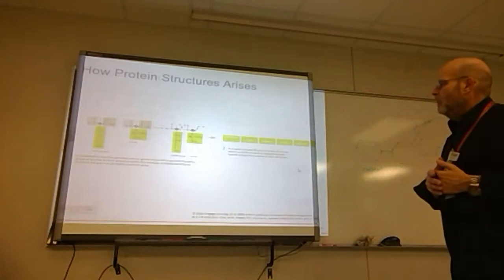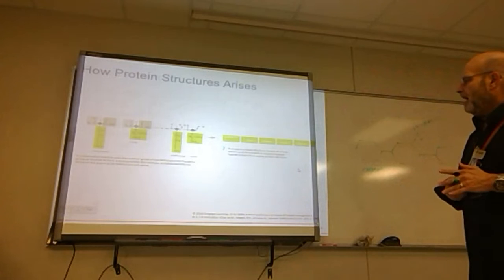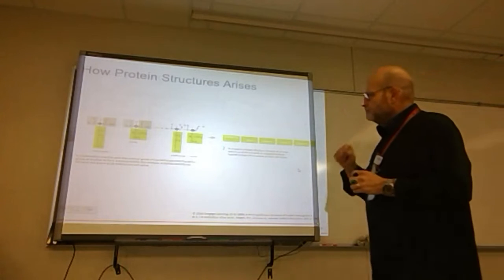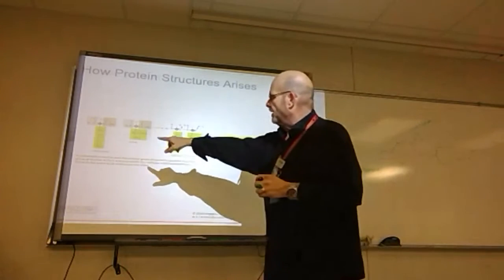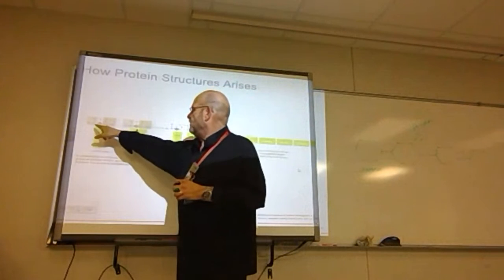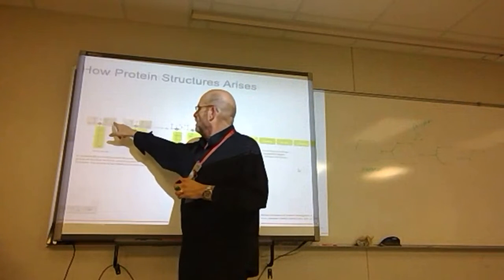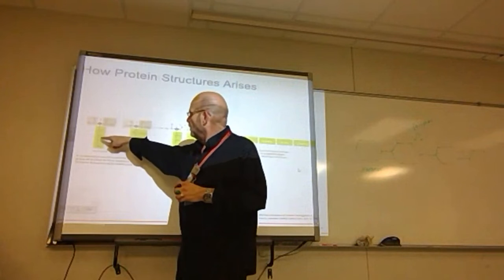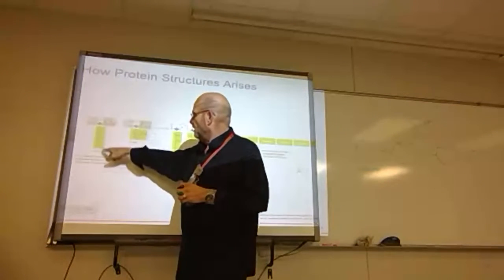Again, how protein structures arise. You basically have a protein. This one on the far end is methionine. Again, here's the NH2. Actually, it's NH3 and the COOH. And here you've got this nice little differing group in the middle.